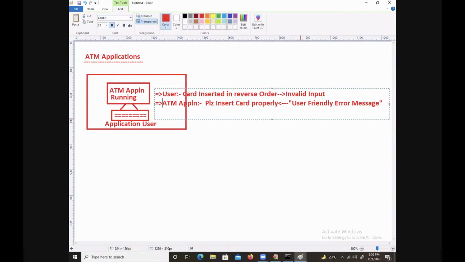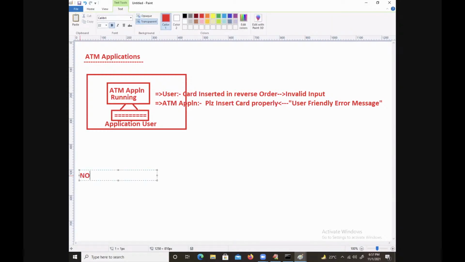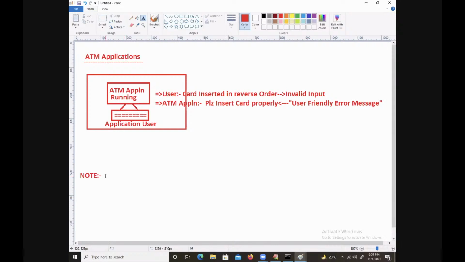Everywhere, when you enter something wrong, what message compulsorily comes? A user-friendly error message. Internally, some sort of code is written or not? Tell me. Yes, sir, some sort of code is written. See, my dear students, I will give you one beautiful note, an evergreen note for every student.